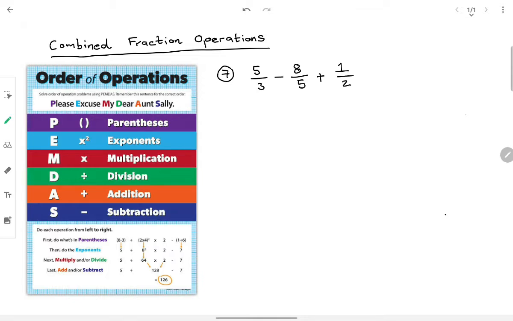If we have only additions and subtractions, we can do them also. We need to find the least common denominator between all of the operations because addition and subtraction are on the same level, so are done at the same time. So in this case, we need to look for the least common denominator between 3, 5, and 2. All of them are prime numbers, so we can multiply them, and we will get 30 as a least common denominator. So let's transform our fractions to 30s.